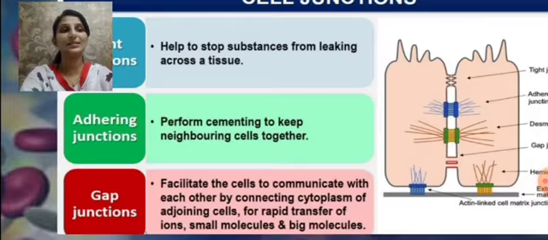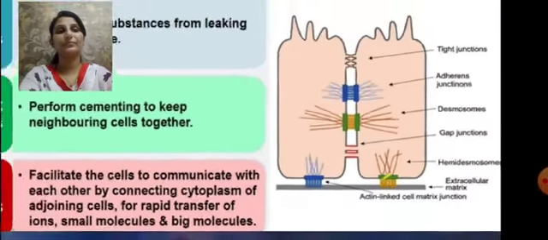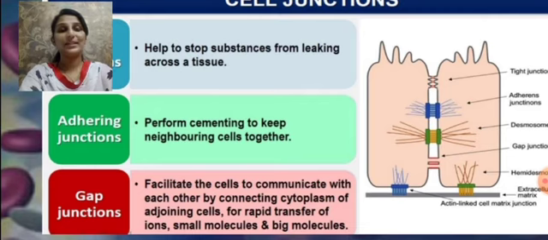We can see this is the structure of the gap junction. They help the cells to communicate with each other by connecting the cytoplasm of adjoining cells. The cytoplasm of adjoining cells is connected together in the gap junction. Why are they connected so? For rapid transfer of ions, small molecules, and big molecules.